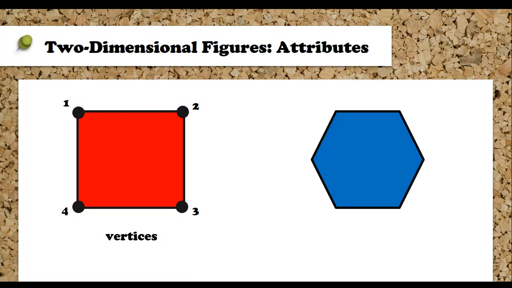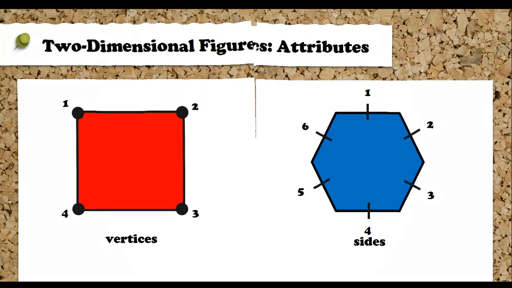Another attribute that's important is the sides. A side is a line segment that forms a shape on a two-dimensional figure. So we're going to count the sides of this shape. 1, 2, 3, 4, 5, 6. This shape is a hexagon because it has 6 sides. Attributes are very important because they help you determine the two-dimensional figures.